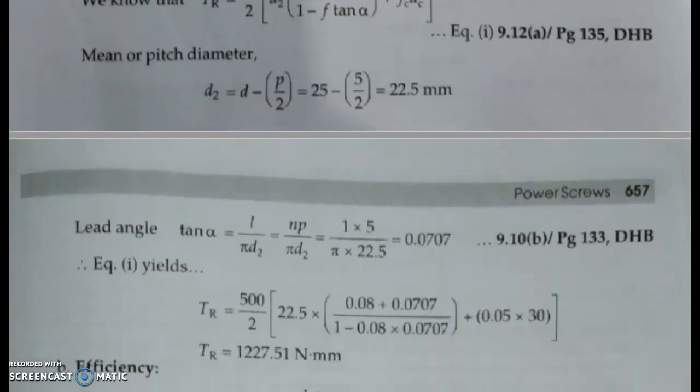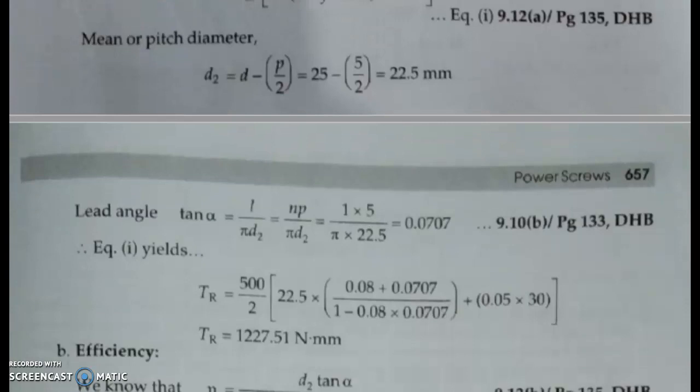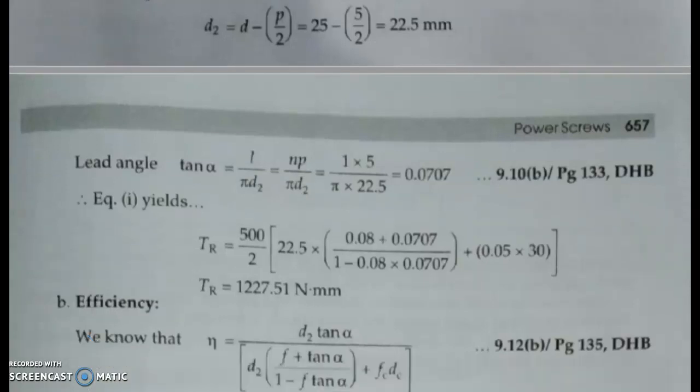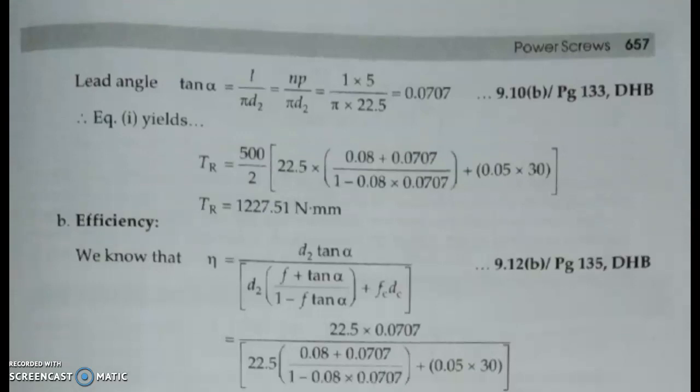Next we can find out the value of alpha. How we will get the alpha? Tan alpha is equal to L divided by pi into D2, or that is equal to nP divided by pi into D2. This equation is obtained from data book page number 133 and equation number 9.10b. That value is equal to 0.0707. If we substitute all these values in the general equation, we will get TR, that is equal to 1227.51 Newton millimeter.